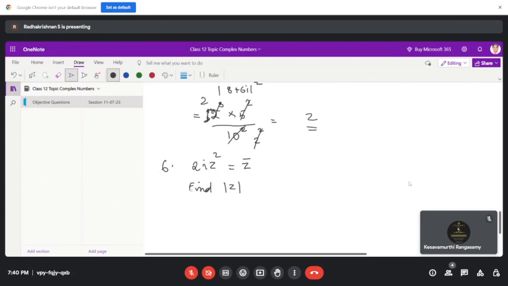Can you think of any method here, any approach here? No. No. Okay, so I'll tell you one thing.